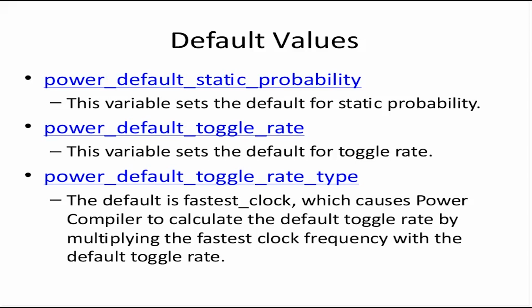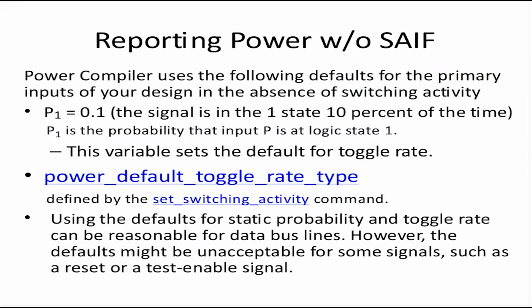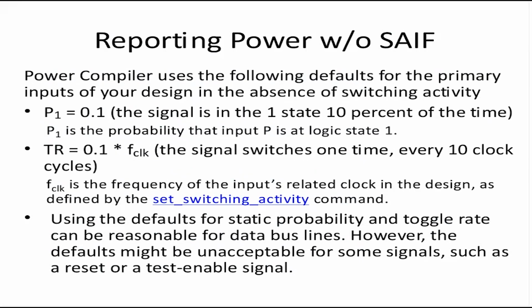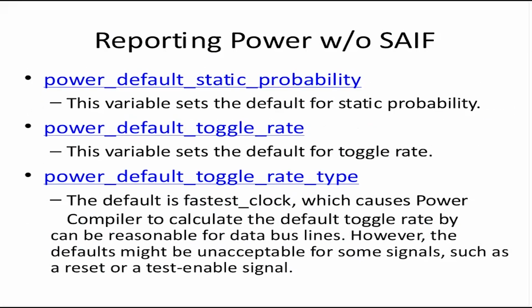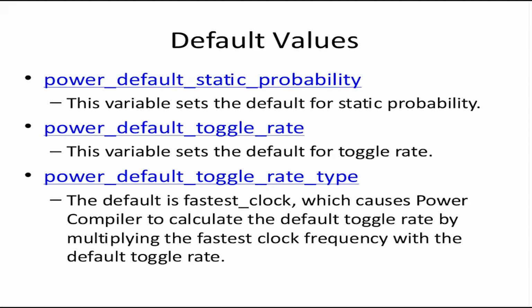You can also change this by using this command set_switching_activity. You can look at the man page and see, and you can apply it for each of the signals. You can say that each of the inputs uses a particular clock. So this was what you do when you do not have switching activity with you. You can apply some default switching activity and calculate the power.